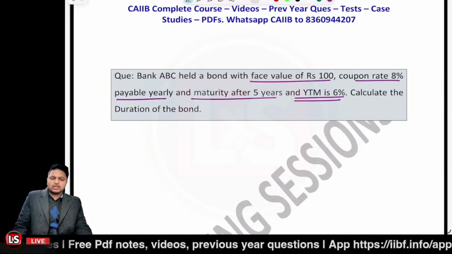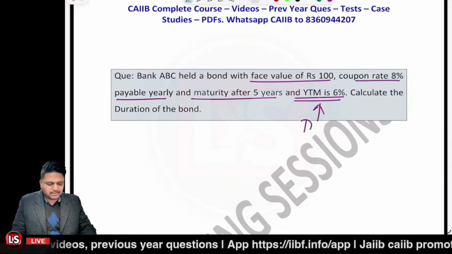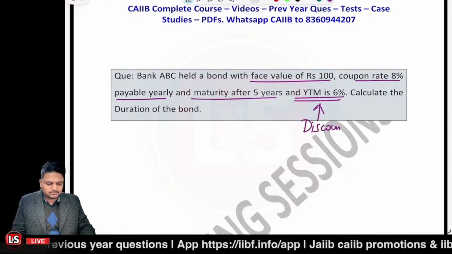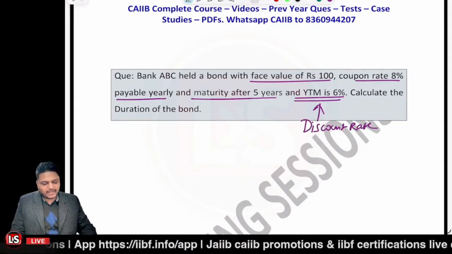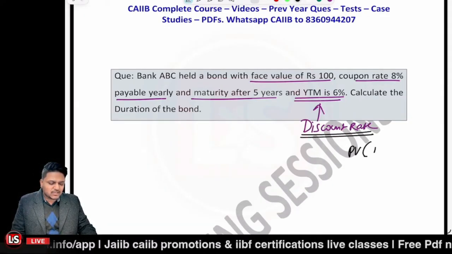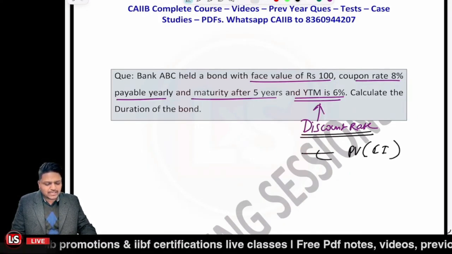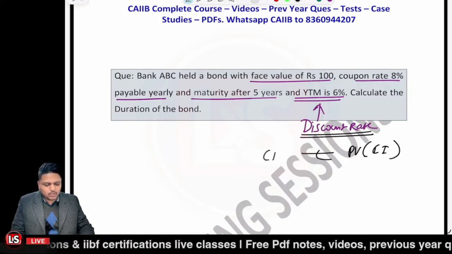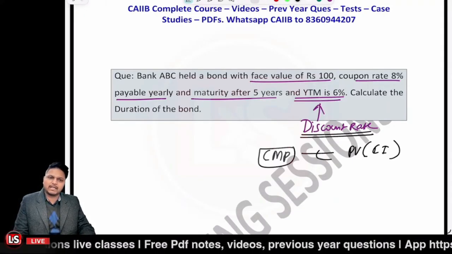Now YTM is what? YTM is a discount rate. And which discount rate? YTM is that discount rate at which the present value of the cash inflows, whatever cash inflows there are, becomes equal to the current market price of the bond. That is the YTM.